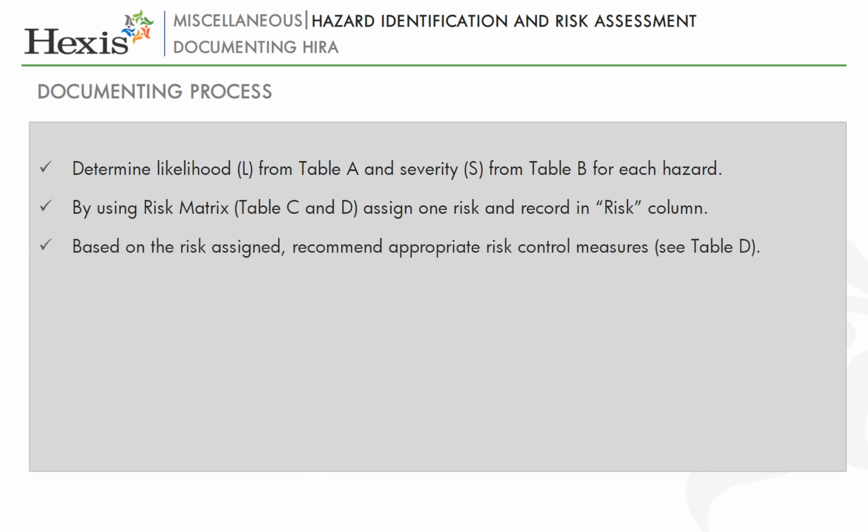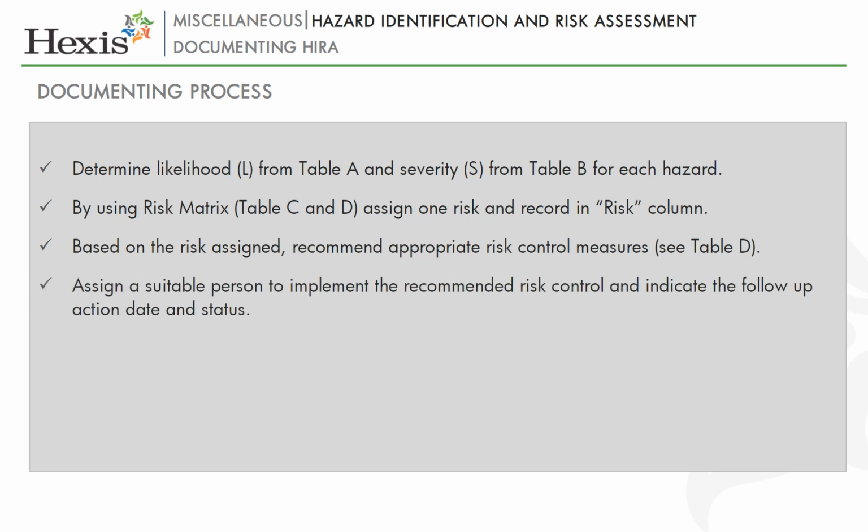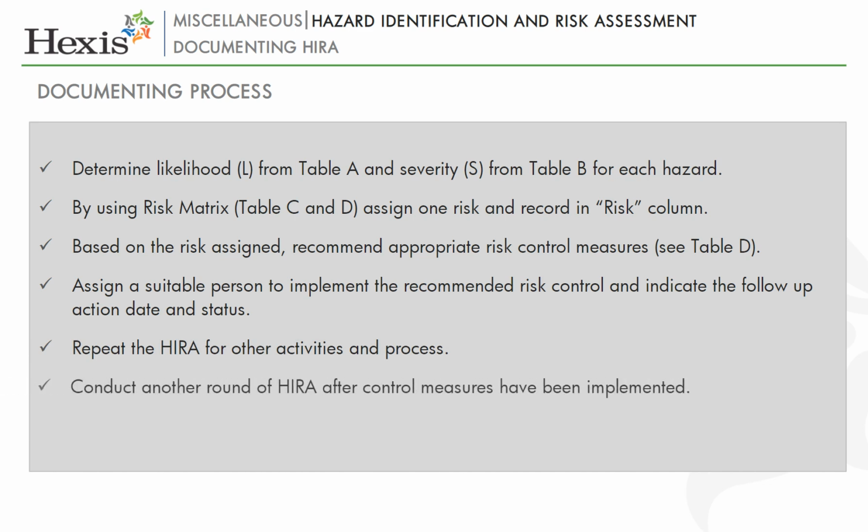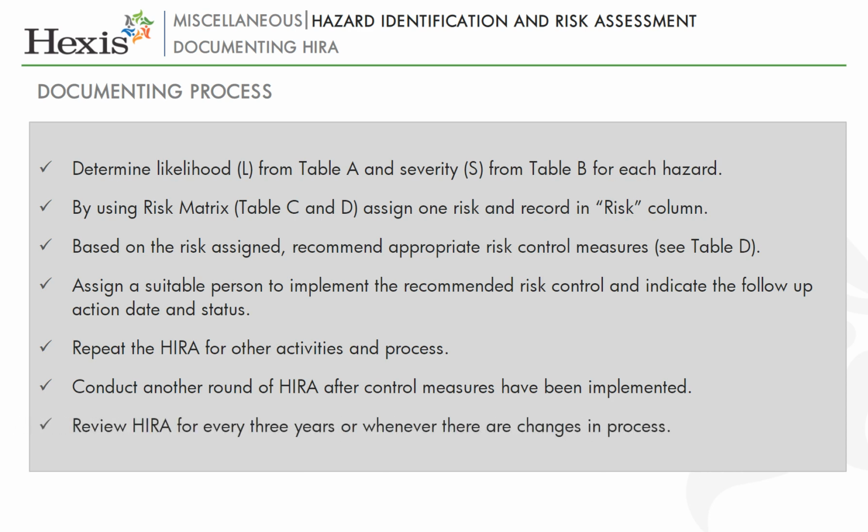Based on the risk assigned, recommend appropriate risk control measures. See Table D. Assign a suitable person to implement the recommended risk control and indicate the follow-up action date and status. Repeat the HIRA for other activities and process. Conduct another round of HIRA after control measures have been implemented. Review HIRA every 3 years or whenever there are changes in process.